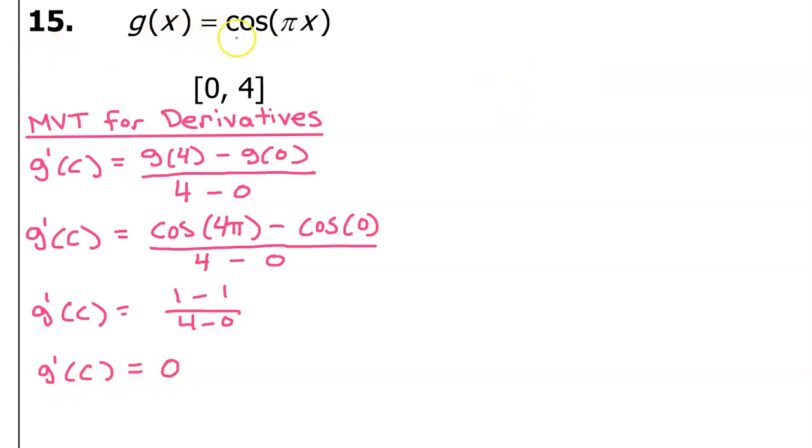Remember that g of x is equal to the cosine of pi x. So what about g prime of x? Well, the derivative of cosine is negative sine, so I have negative sine of pi x, but because this is pi x and not just x, I need to do the chain rule and multiply by the derivative of pi x, which is pi.